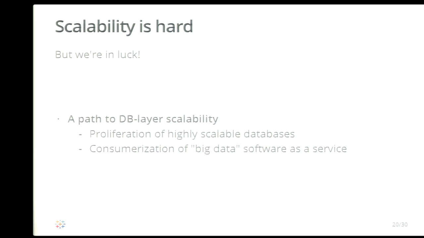That might be a good path to supporting this kind of scalability. But in addition, we have this consumerization, commoditization of big data warehouses, and a lot of that is software as a service. If you have push button Drupal, you should also have push button bottomless pit of data storage. And I think that's actually kind of possible now. We have Amazon Redshift, Google BigQuery, that kind of thing.